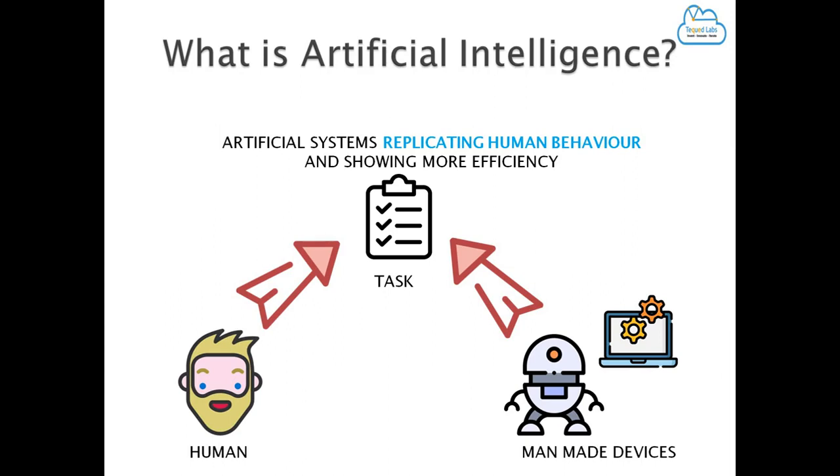Anything that is man-made, or created by humans, which is not naturally available in nature, is called artificial. Most of the natural beings in this world are intelligent because they adapt to new situations and learn from things, even an ant to a human. Each and every living being is intelligent in its own way.